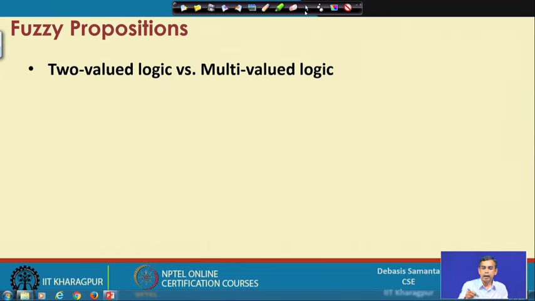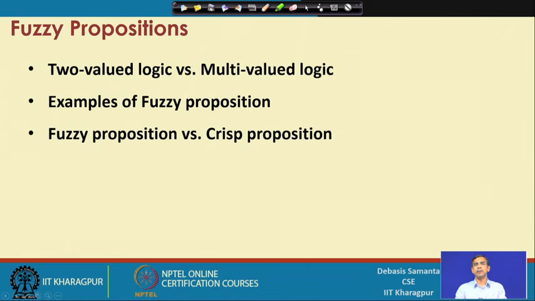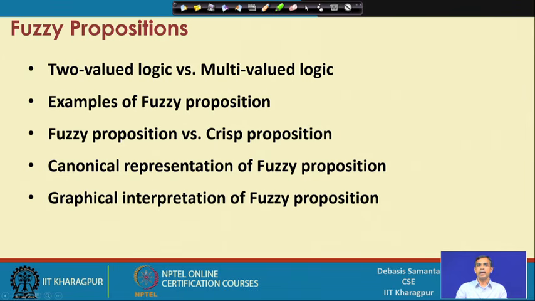So, exactly this is the important difference. Now, in the coming discussion, we will first learn the difference between two-value logic and multi-value logic, or how the two different logics are related, and then we will discuss some examples on fuzzy proposition, and then we will try to find the difference between fuzzy propositions and Crisp propositions, mainly the Boolean proposition or predicate proposition, and then we will learn how to represent a fuzzy proposition. This kind of representation is called the canonical representation, and the graphical interpretation of a fuzzy proposition.